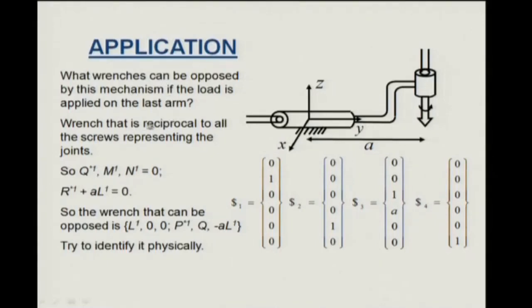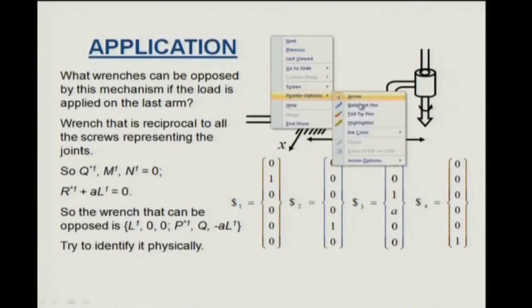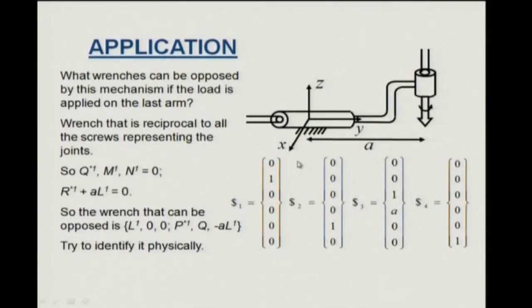So the answer is the wrench that is reciprocal to all the screws representing the joints. The answer is very simple. I have to find the wrench which is reciprocal to all the screws. So now what are the screws here? You take this one.